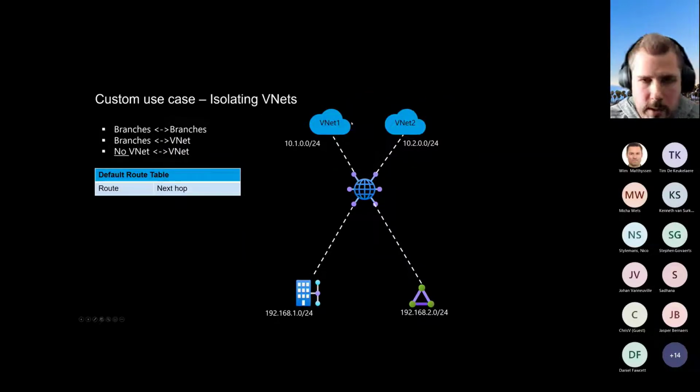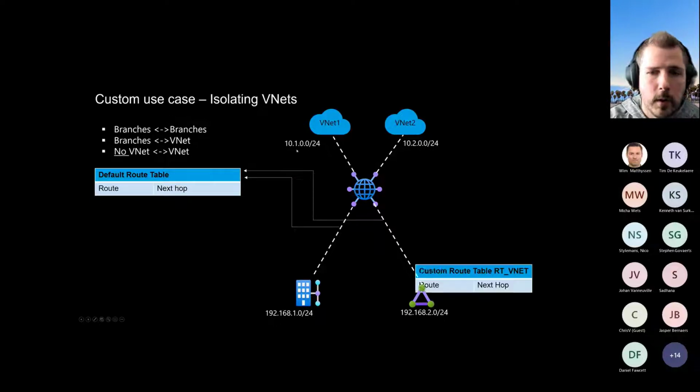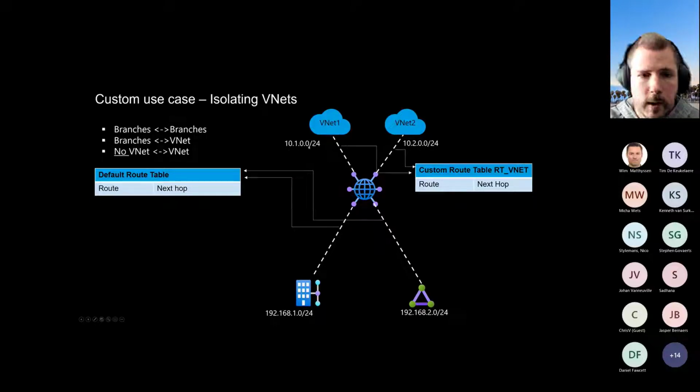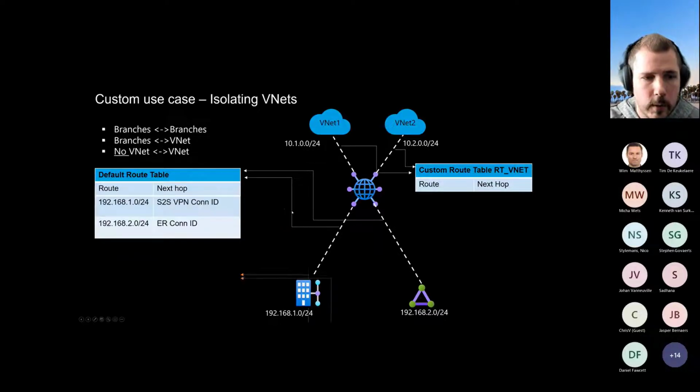Now, from a zero trust network security perspective, it's all about segmentation and isolation. Maybe I do not want certain VNets talking to each other because there are sensitive workloads in each. So I want to make sure that I'm isolating them from each other in case a VNet or a workload inside that VNet gets compromised. I need to make sure that my other VNet is protected. But I don't want to restrict my on-prem users from still being able to access those workloads from a productivity perspective. So in this custom use case, we want to create a custom route table as well as leverage our default route table.